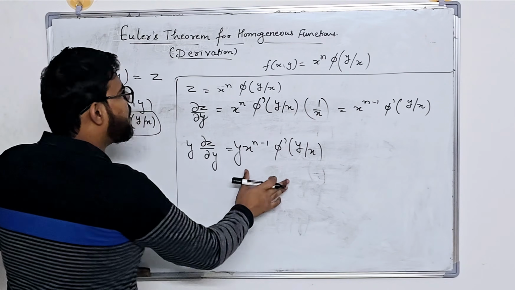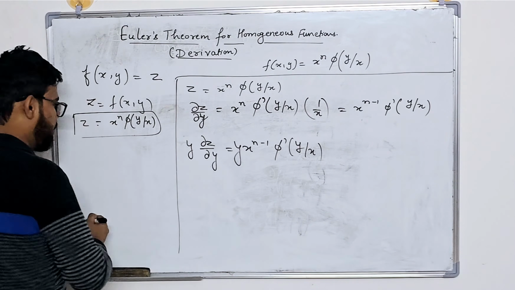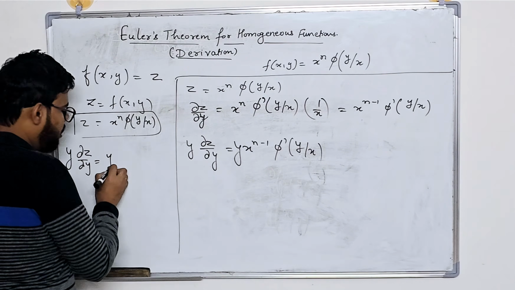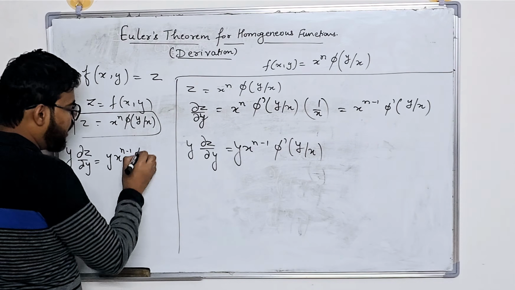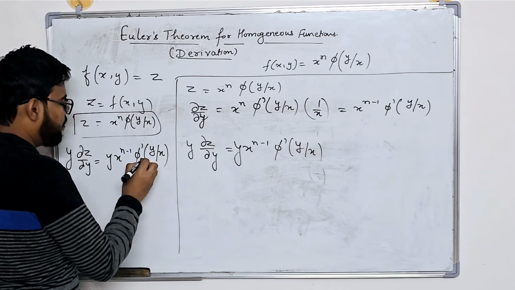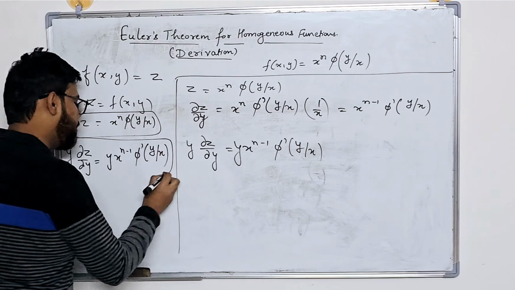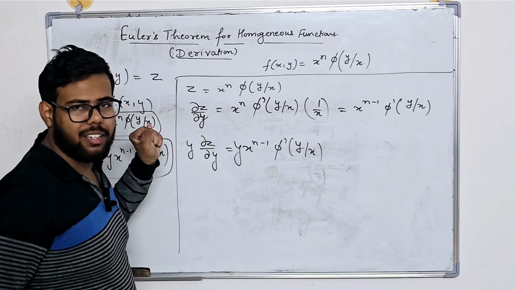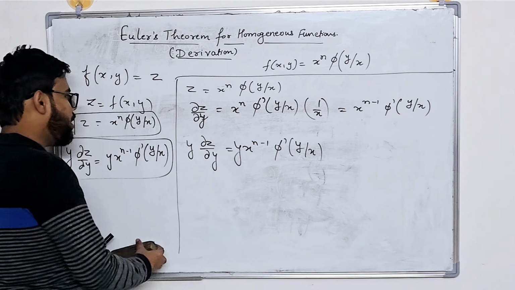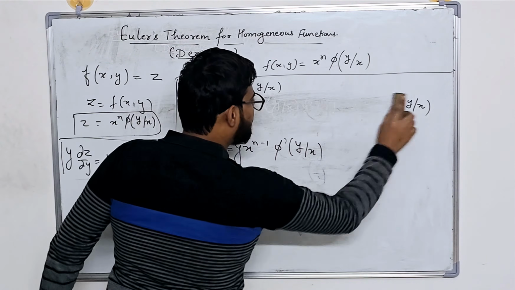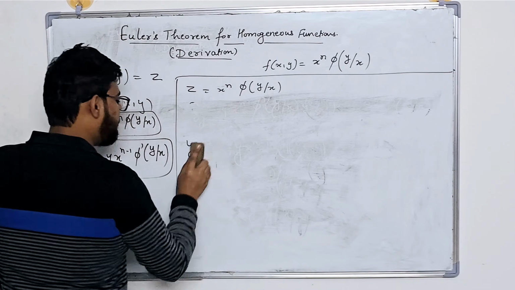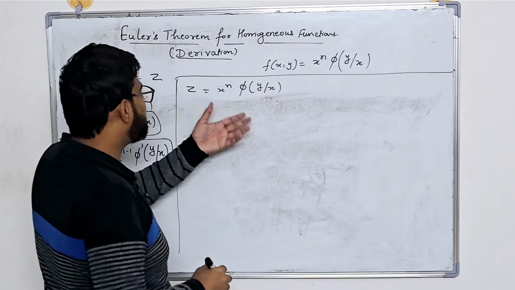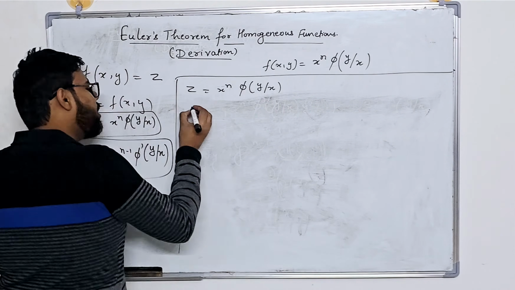So let me write this expression somewhere. Let me write it over here. So we have y del z by del y is equal to y x to the power n minus 1 into phi dash of y by x, right? Now let's do the same thing but with respect to x. Let me erase this. So now let's see with respect to x.